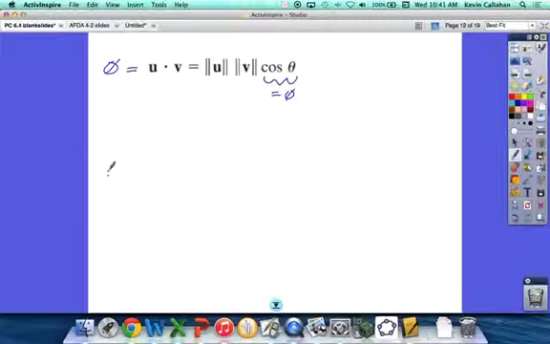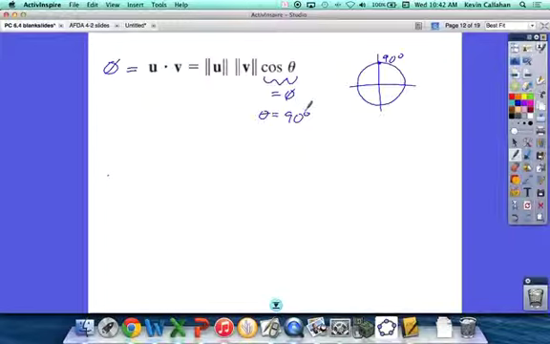Think of a unit circle. Cosine is the x-coordinate, so it's 0 here, at 90 degrees. So theta equals 90. Basically, if you take the dot product and you get 0, that means your vectors are at right angles.